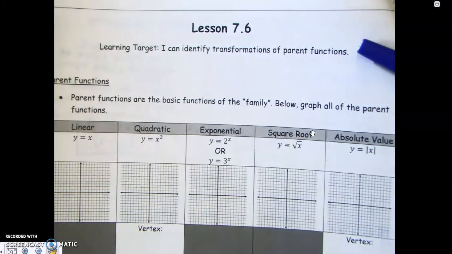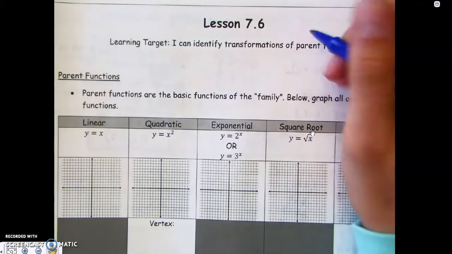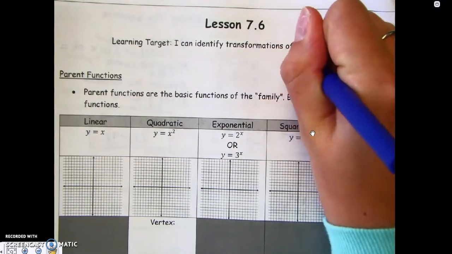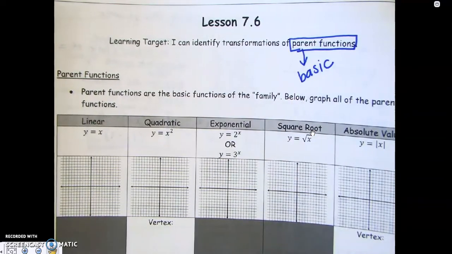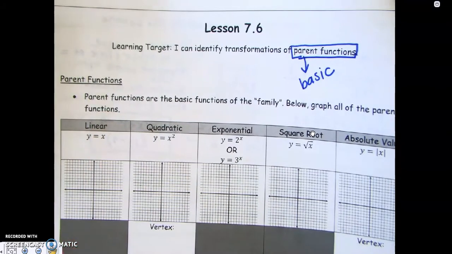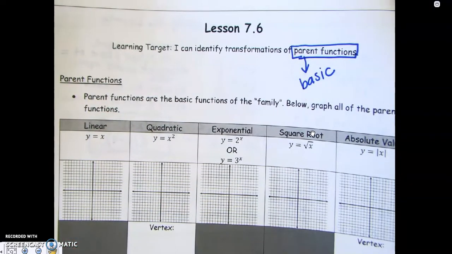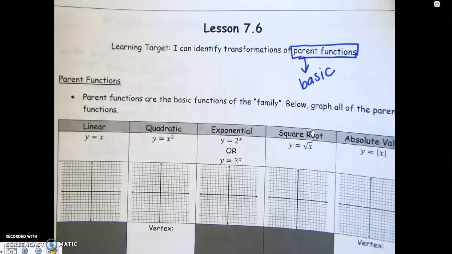So the learning target for this lesson is I can identify transformation of parent functions. So parent functions, that sounds funny, but those are just like the basic functions of all of those types of graphs. So for example, y equals x is like the basic function for all lines. All other lines are basically just transformations of those. Quadratics are y equals x squared with the basic parabolas for those types of functions, and the same with exponential and square root and absolute value. All other types of functions are just transformations of those functions.